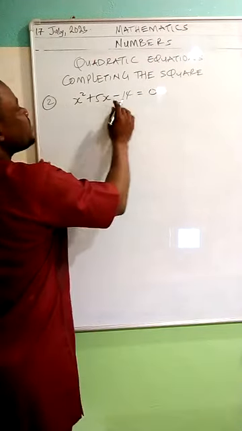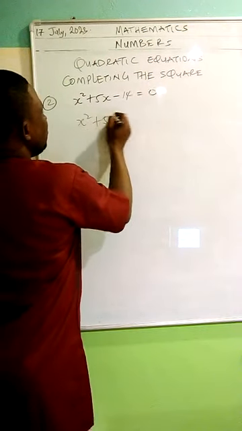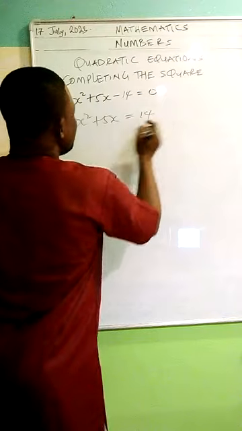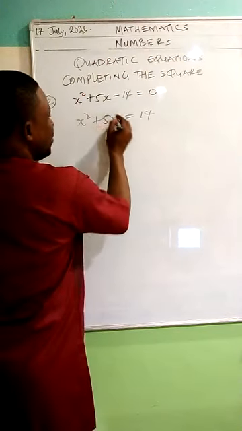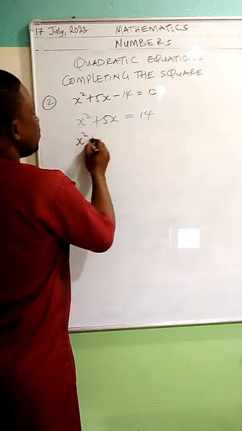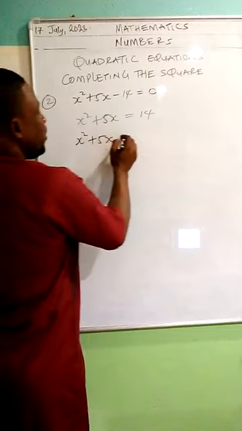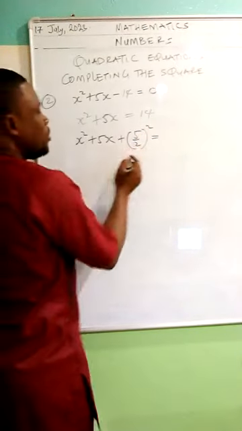So first, I take this to the side, right? So I'm going to have x squared plus 5x to give me 14. Question is, what am I going to add to both sides? I know it's going to be this divided by 2, squared. So I'm going to have x squared plus 5x, and to complete this square, it's going to be plus 5 over 2 squared.